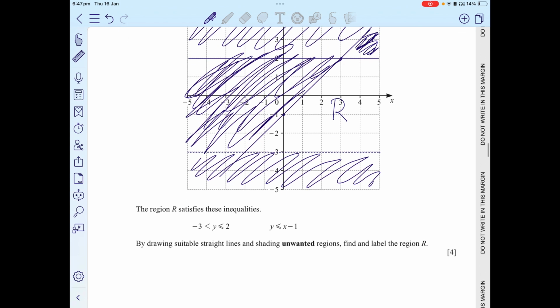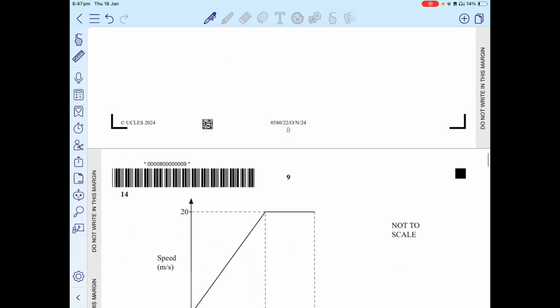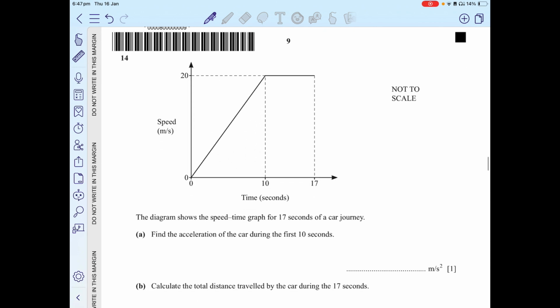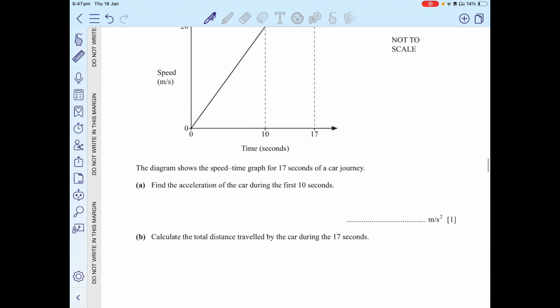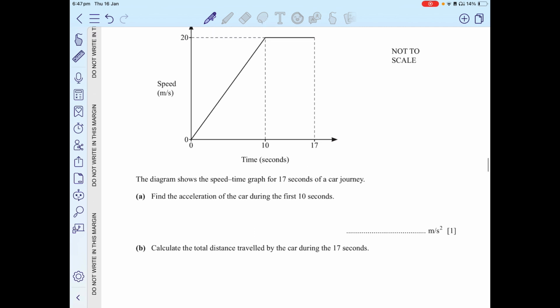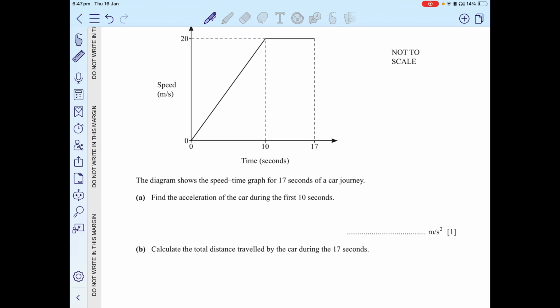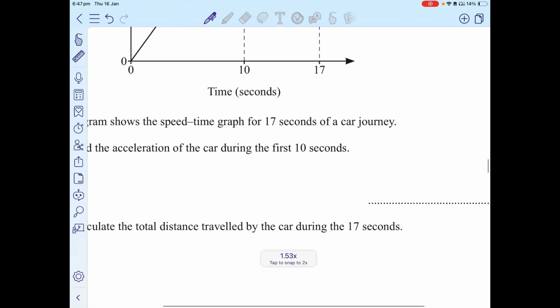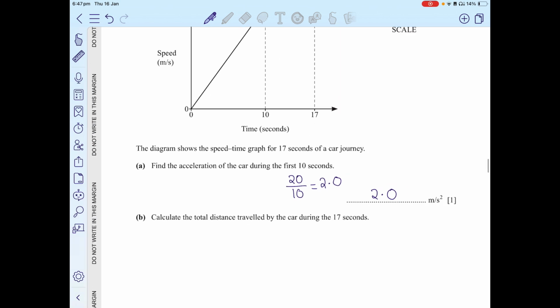Now we're moving on to question number 14. The diagram shows a speed time graph of 17 seconds of a car journey. Find the acceleration of the car during the first 10 seconds. Acceleration is given by the change in speed over time. Now, how much is the speed change in 10 seconds? It went from 0 to 20. That means the change in speed is 20. The time period is going to be 10. So the acceleration is obviously 2 meters per second squared, or 2 m/s^-2.